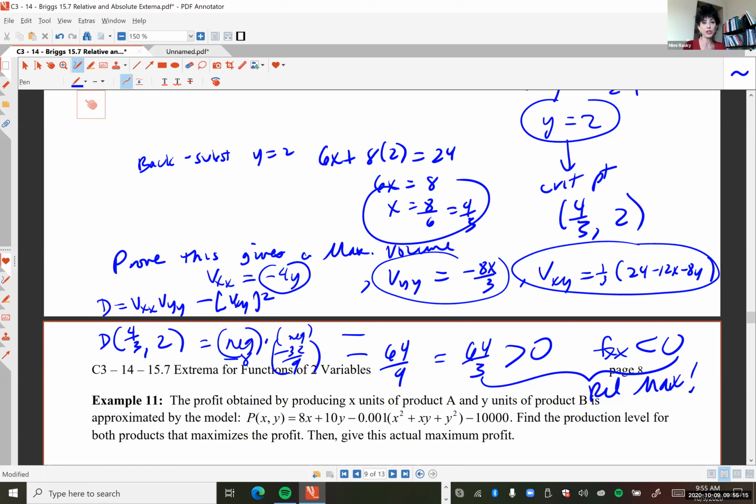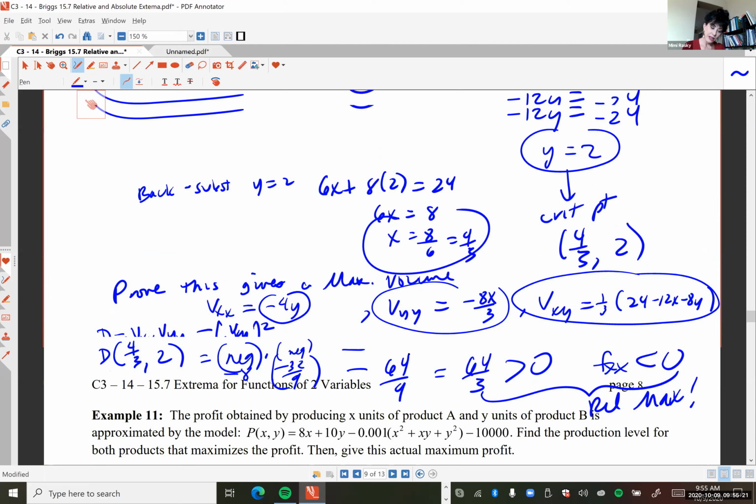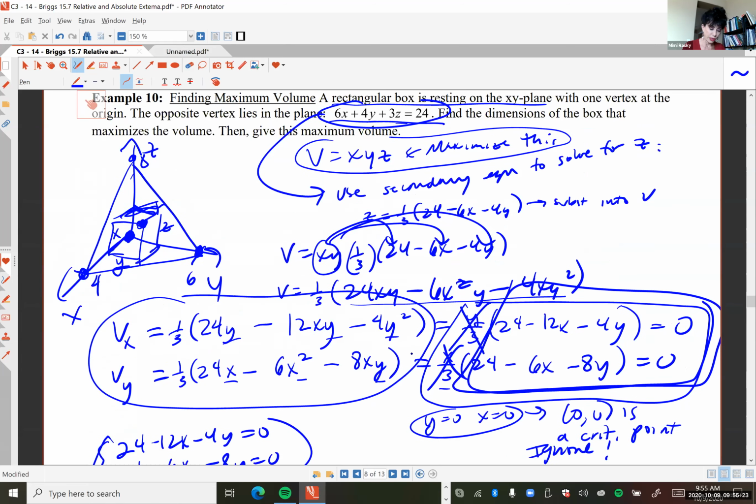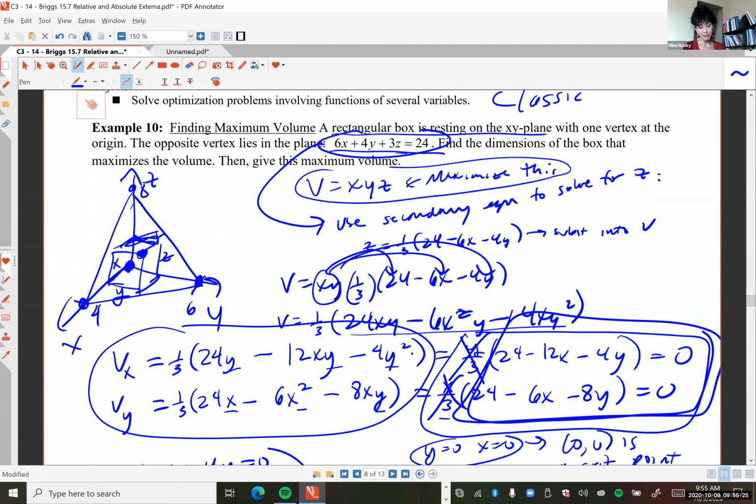And this is the part where students neglect to finish out the problem. They're like, yay, I'm done. And it's like, no, you're not. Like, you didn't give all the answer. Well, what do you mean? Well, look what they wanted. They wanted the dimensions of the box.